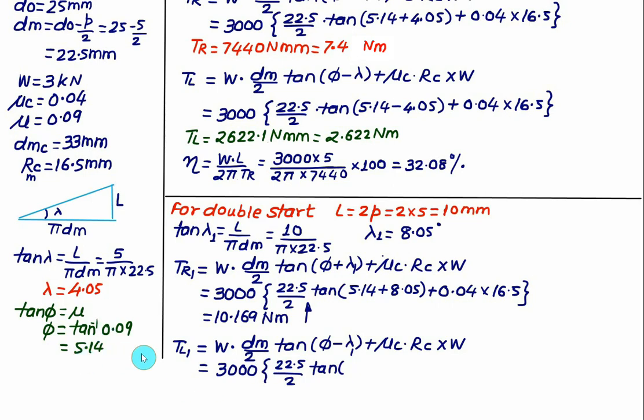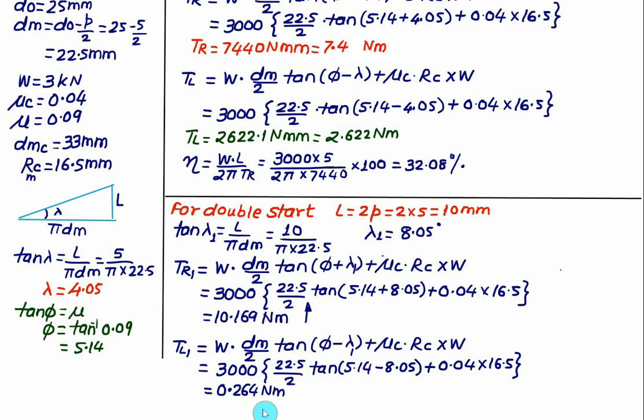But this time we have phi equal to 5.14, lambda 1 is 8.05, plus we have mu c, which is equal to 0.04, into 16.5. So naturally, because of this negative sign, we are expecting a lower value of torque. This answer will be in Newton mm. I will divide by 1000 and calculate the value of TL1. So after dividing, I will get this answer equal to 0.264 Newton meter.